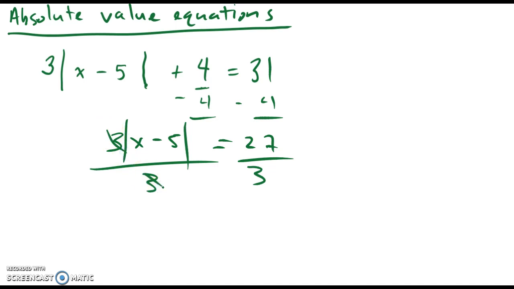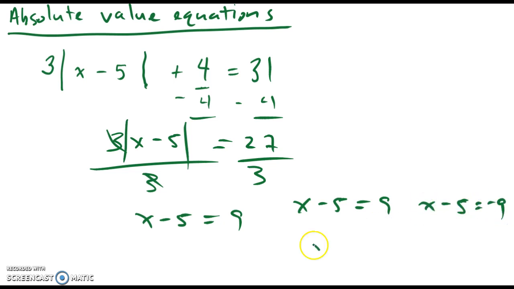it. Okay, so that's going to cancel out, and now we can write x minus 5 is equal to 9, and now we're going to solve the equation twice. We're going to go x minus 5 is equal to 9, x minus 5 is equal to negative 9, and we're going to wind up with x is equal to, because we have 5, x is equal to 14, and x is equal to negative 4.